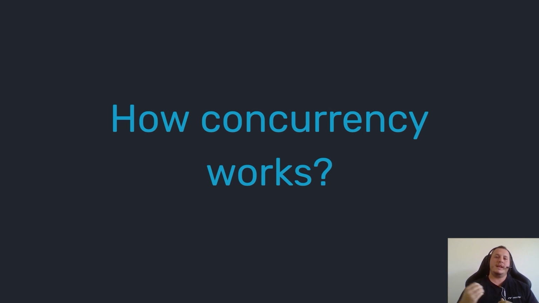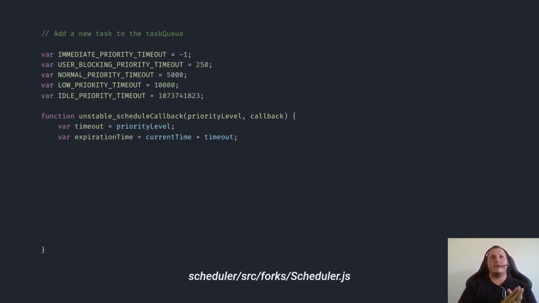How is React able to interrupt and resume the rendering? Well, everything starts when React adds a new task to the task queue, or the update queue, or whatever we want to call it. The function in charge of doing that is called unstable_scheduleCallback. This function receives as arguments the priority level and the callback itself, which is the task to be executed. This function will define a timeout, and the timeout is based on the priority level.